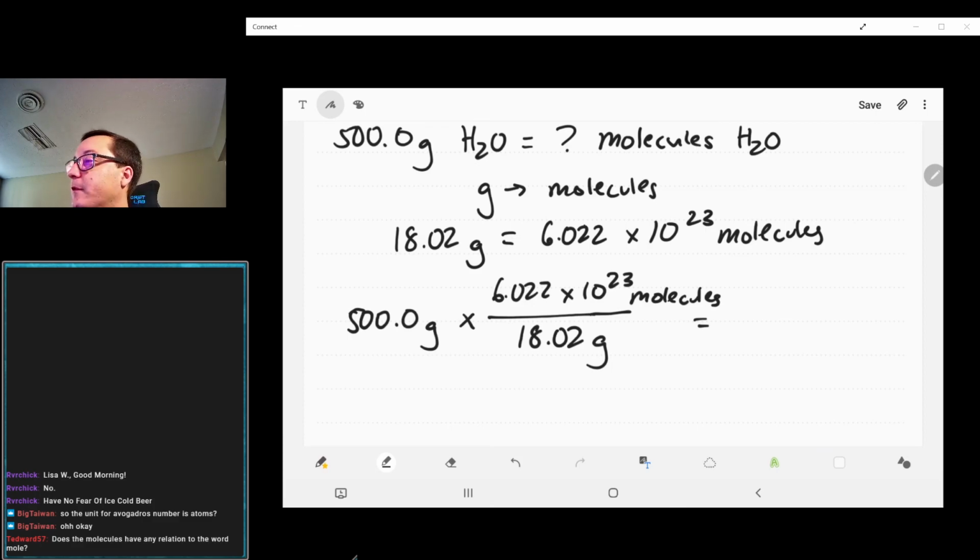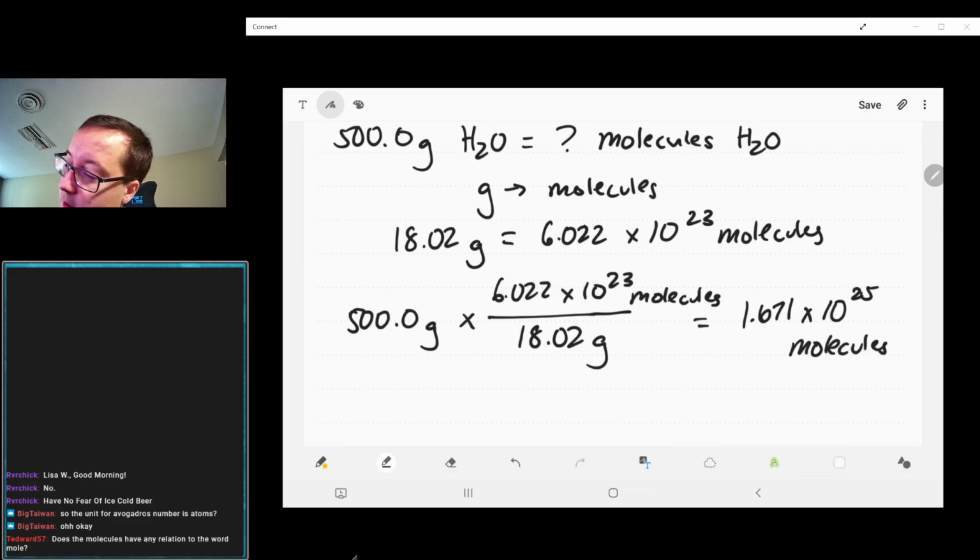So let's go ahead and do it. 500 divided by 18.02 times Avogadro's number. What do we get? So you can go ahead and tell your friends that their water bottle has somewhere along the lines of 10 to the 25th molecules of water. We know what water bottles look like, just the standard, regular water bottle. We're dealing with 10 to the 25 molecules in there.